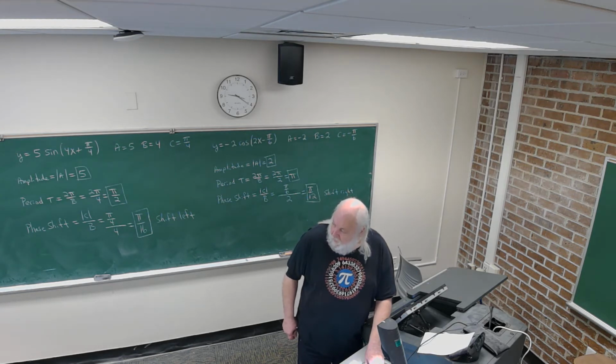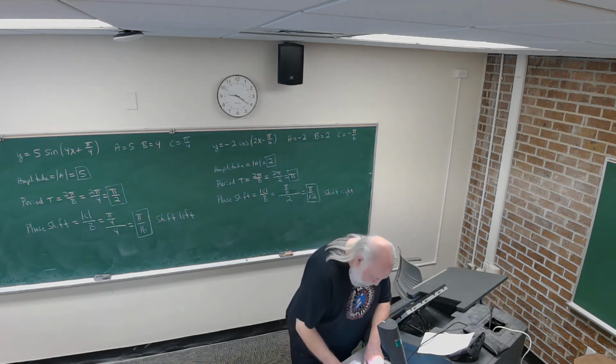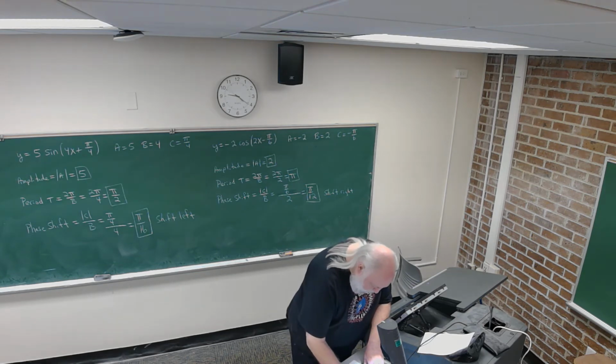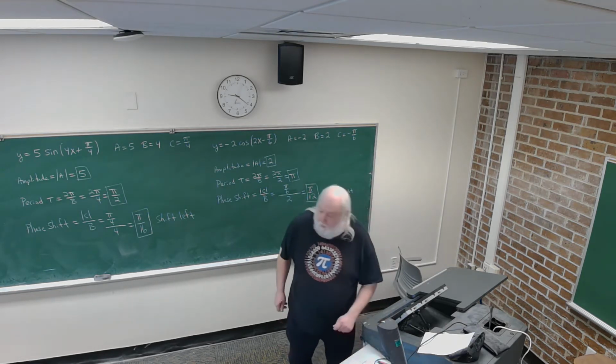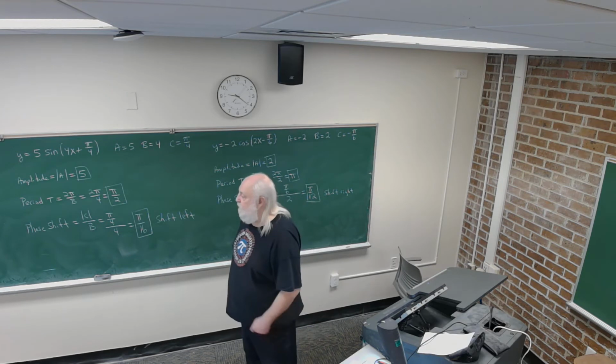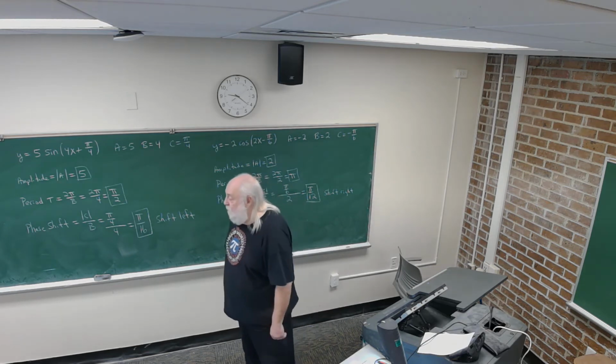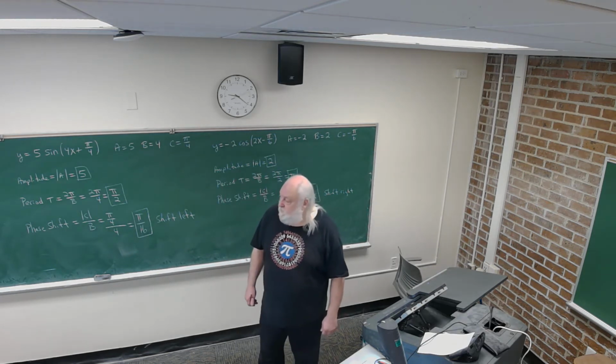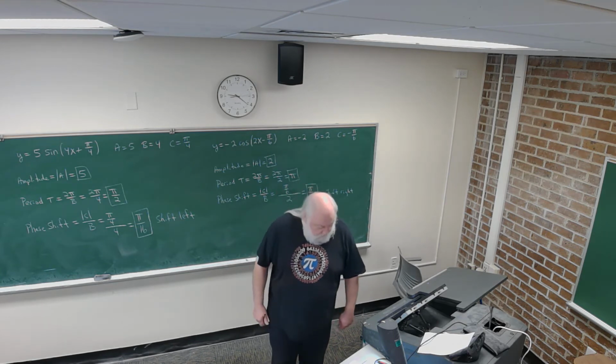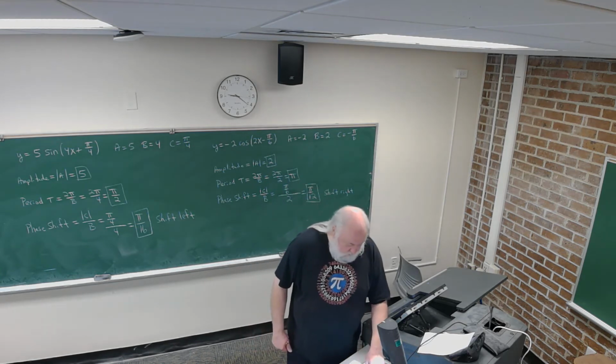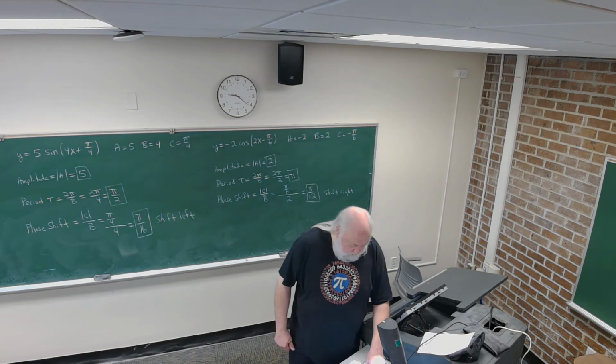The period, T, is equal to 2 pi over B. B is 2. And so the period is pi radians. One cycle is pi radians long, pi units long. We'll have to figure out what the x-intercepts are in the graph. And we're going to have to find the x and y coordinates for the first positive local maximum and minimum.